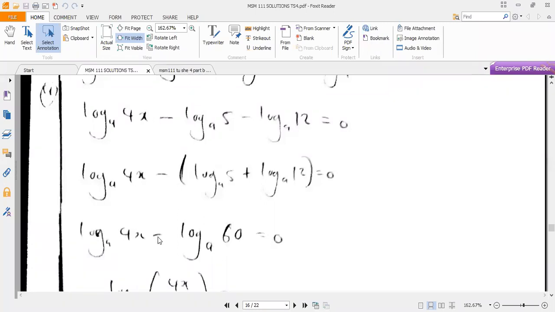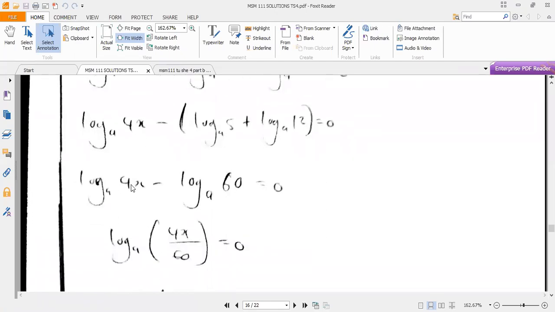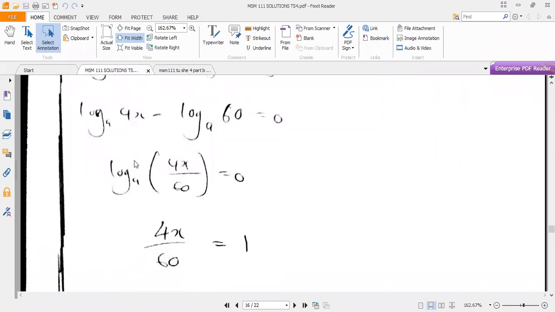Now since we're subtracting here, we know the principle. When we're subtracting, we divide the arguments, we're not multiplying. When we're adding logs of the same base, we simply multiply the arguments. When we're subtracting logs of the same base, A and A here, we simply divide the arguments. So it will be log base A of 4x over 60. Now, what is 4x over 60? We can easily simplify this.